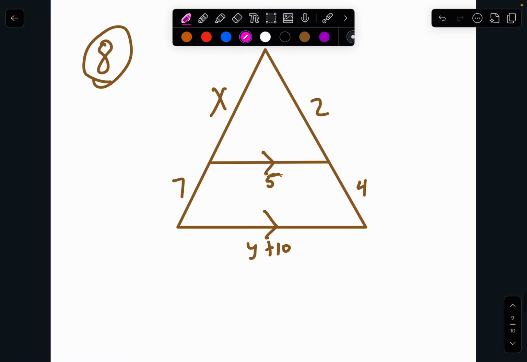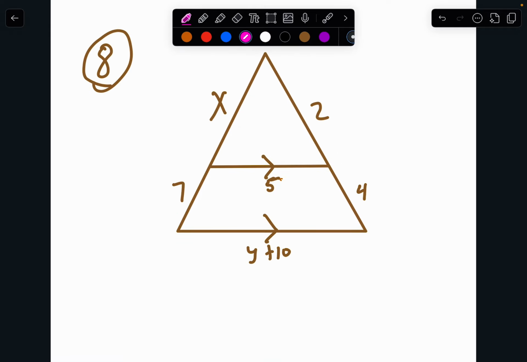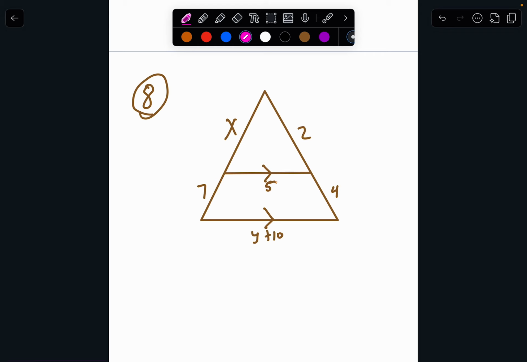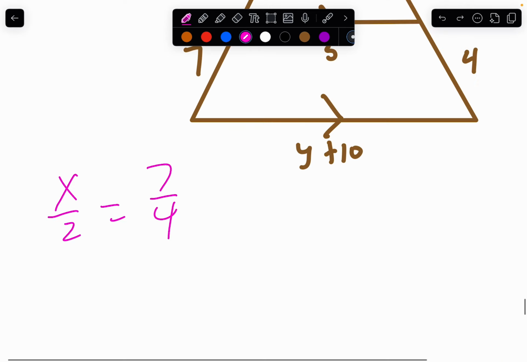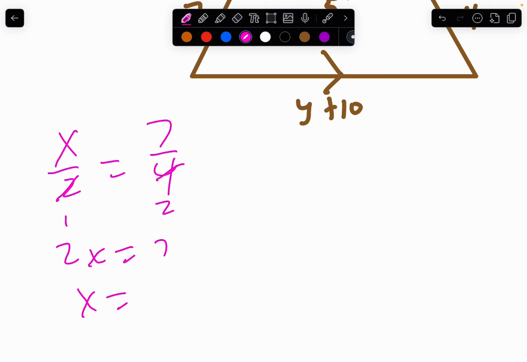Here we've had this one already, but let's do it again. It's parallel line proportions. There's a very strict situation here. The first one is that all the pieces between parallel lines have the same ratio. So x over 2 has to equal 7 over 4. Left over right equals left over right. Again, you could have done x over 7 equals 2 over 4. You could have done top over bottom equals top over bottom. There's 4 ways to do every proportion. 2 and 4 reduced to 1 and 2. So 2x equals 7. So x equals 7 over 2.